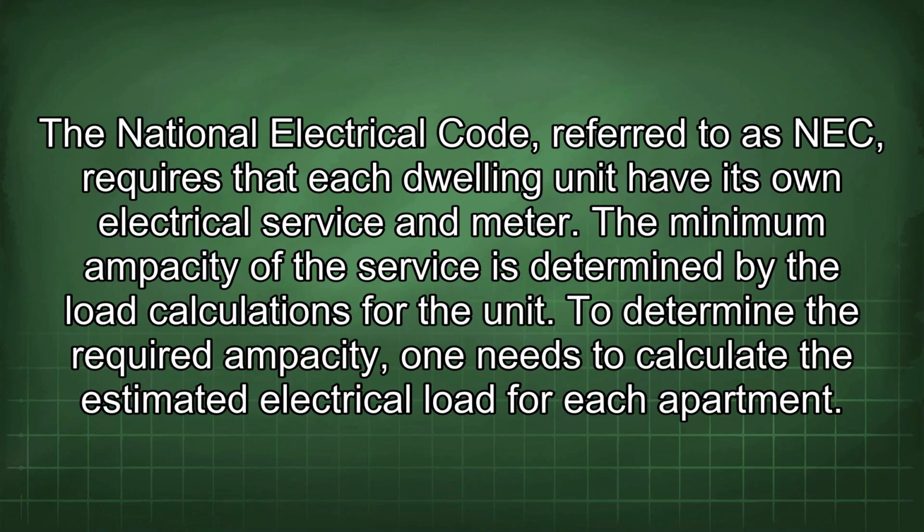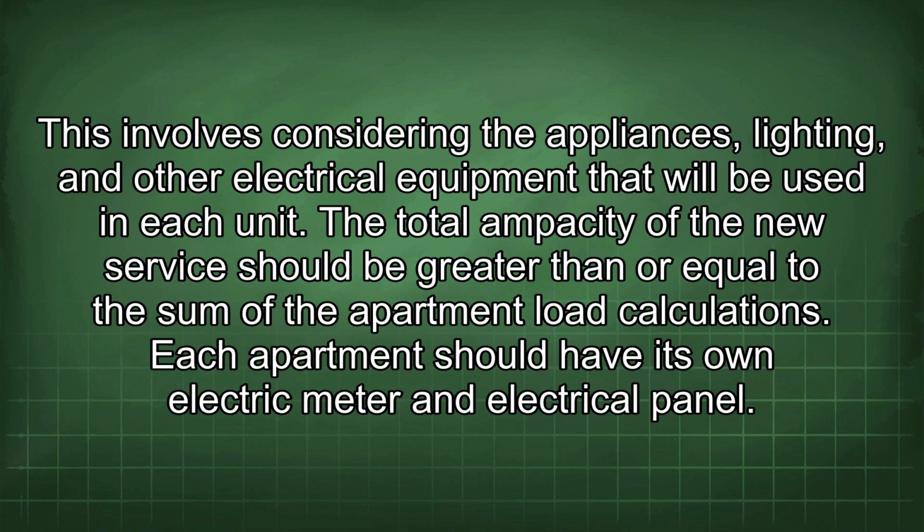The National Electrical Code, referred to as NEC, requires that each dwelling unit have its own electrical service and meter. The minimum ampacity of the service is determined by the load calculations for the unit. To determine the required ampacity, one needs to calculate the estimated electrical load for each apartment. This involves considering the appliances, lighting, and other electrical equipment that will be used in each unit.